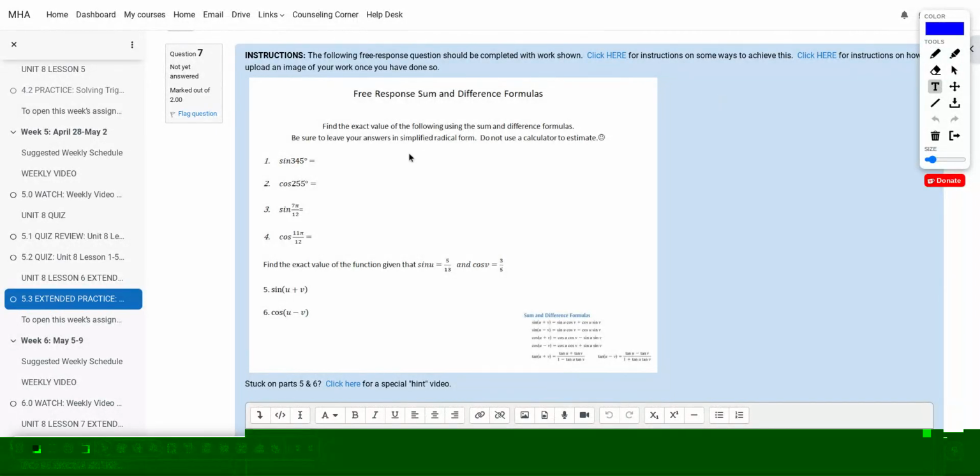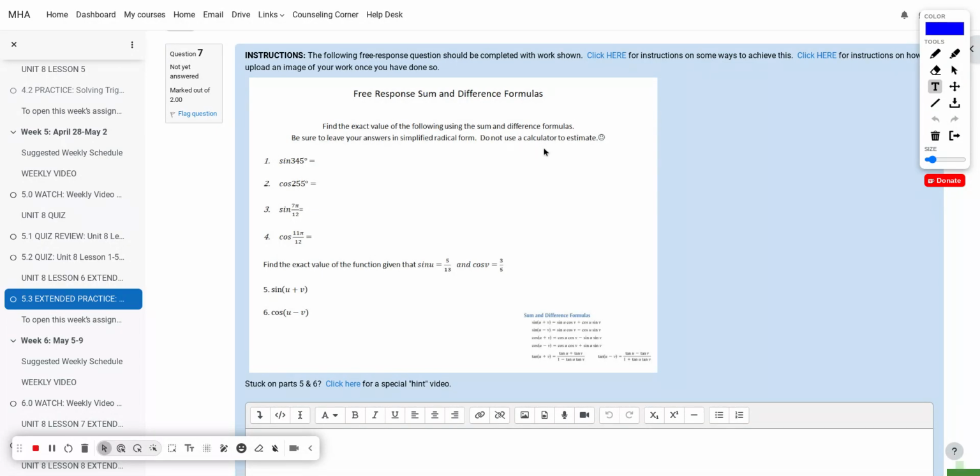Alright, so this question tells us to find the exact value of the following using the sum and difference formulas. Do not use a calculator. And really, you don't need to use a calculator, because all you really need is the unit circle, which I kind of need to pull up right now, because I don't have it handy.